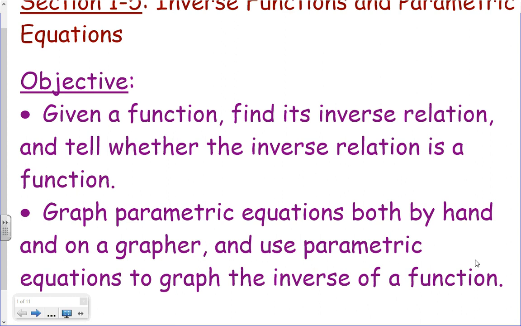And secondly, graph parametric equations both by hand and on a grapher, and use parametric equations to graph the inverse of a function. So we're dealing with the inverse of a function. That's a topic that you've heard before, but we're going to make sure that we refresh our memory here on what an inverse actually is. And parametric equations are probably something new for you, but we'll go through how to sketch a parametric equation. It turns out that those are really nice to use to try to graph an inverse, so we'll see how we can do that on our calculator.